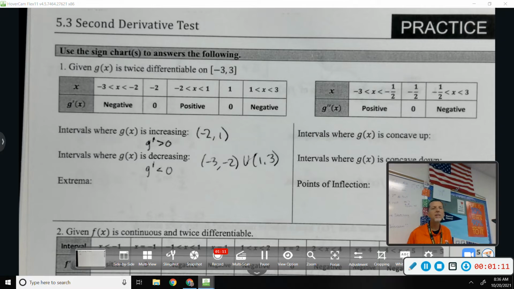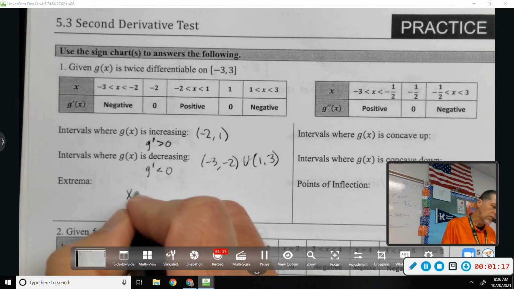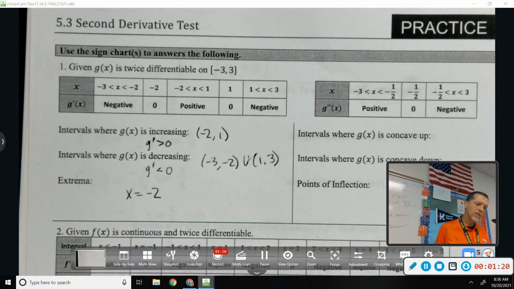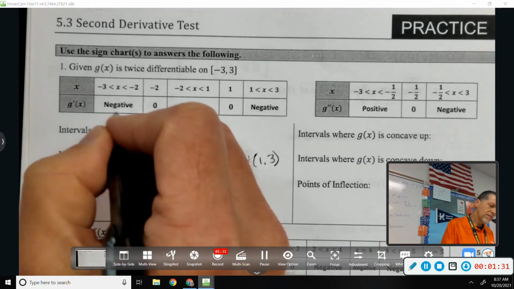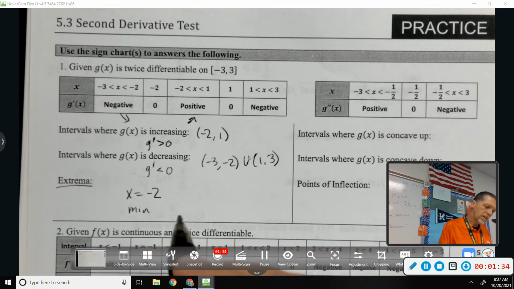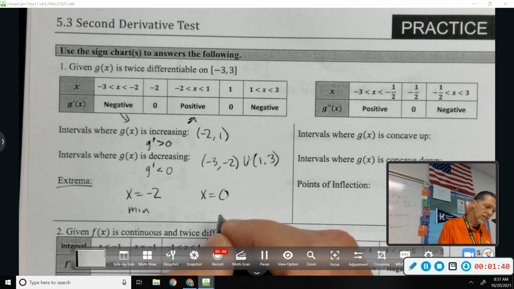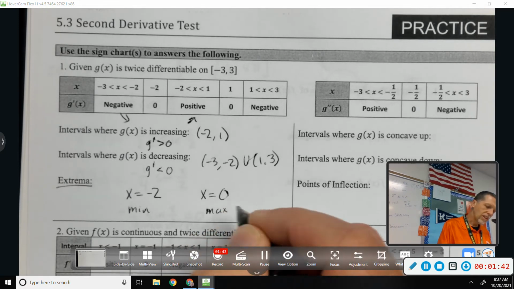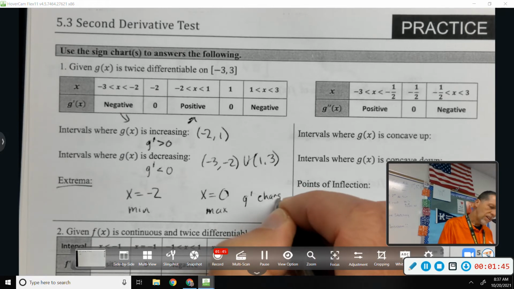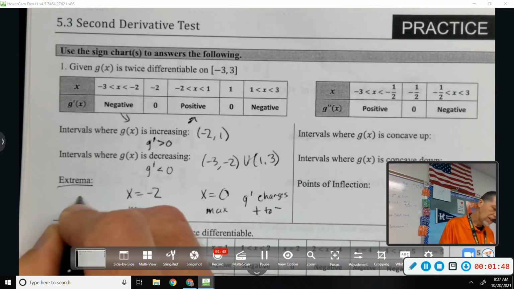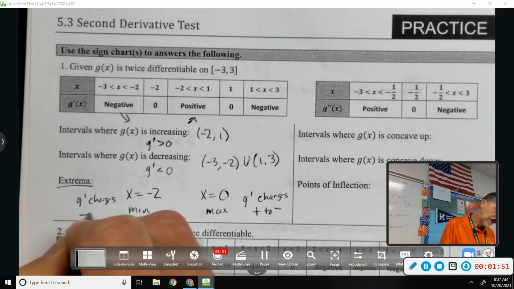Extrema. Okay, but be more specific. You're right. What's going on at x equals -2? But which extrema is it? How'd you know that? Yep. And what's going on at x equals 0? How'd you know that? G prime changes positive to negative. G prime changes negative to positive.